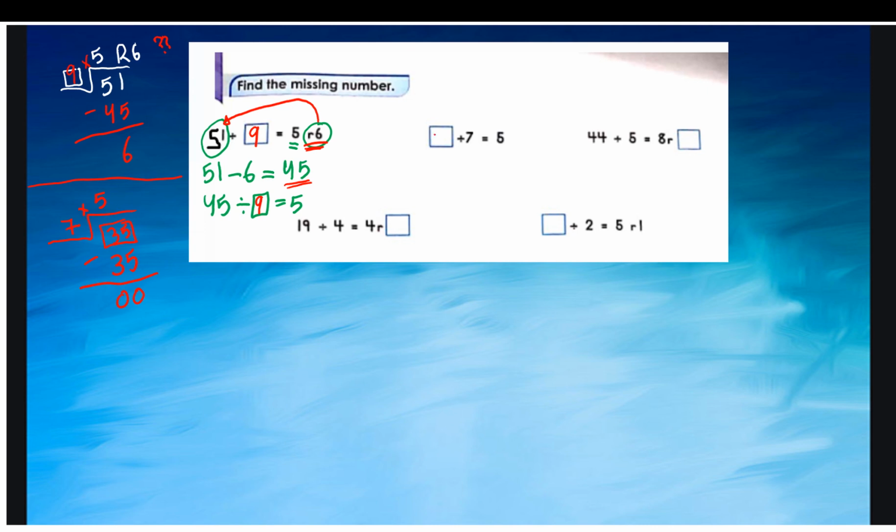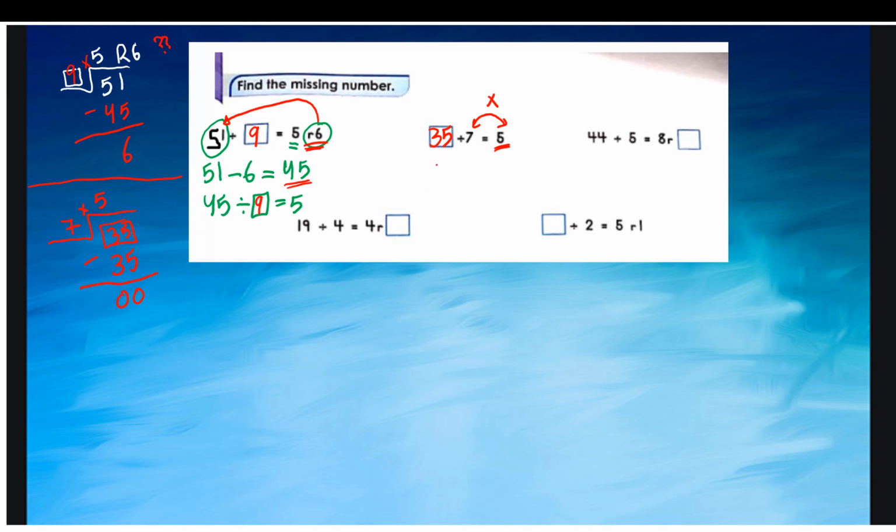So the missing number here is 35. And another note for you. If you have the quotient, which is the answer of the division sentence, without remainders, you should multiply this number by this number. 5 times 7 will equal the dividend, which is 35.